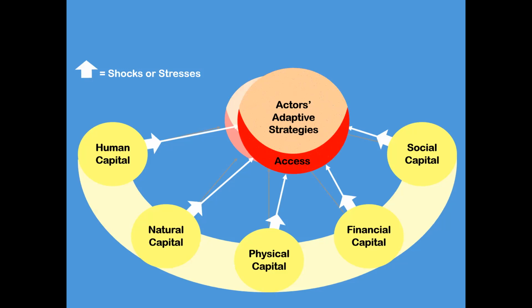An environmental shock like a flood or an earthquake has impact on natural, human and physical capital. The same goes for climate change, causing extreme drought or excessive rainfall. It's an environmental stress. The second cause of shocks and stresses is the economy.